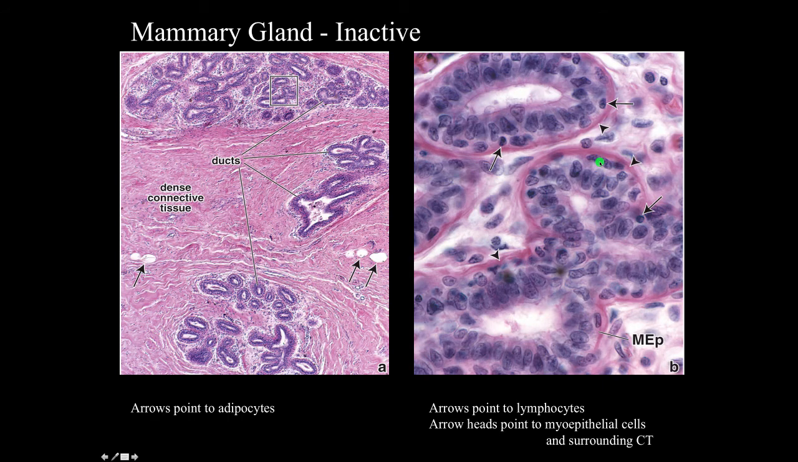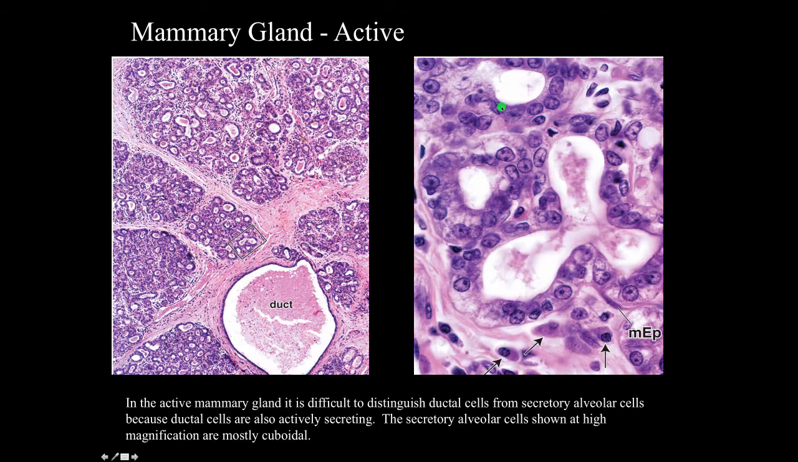So compare this inactive mammary gland to the active mammary gland. Here again, it's difficult to distinguish the ductal cells from the secretory alveolar cells because in the active gland, the ductal cells are also actively secreting. The secretory alveolar cells here are shown at higher magnification, and here they're mostly cuboidal cells.